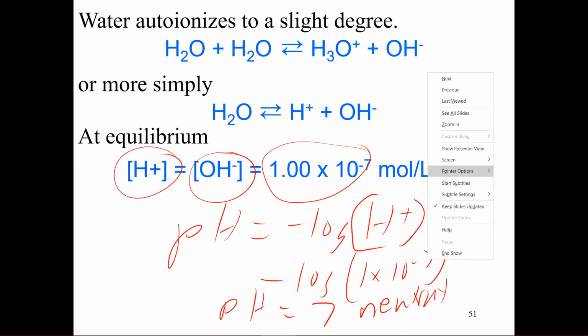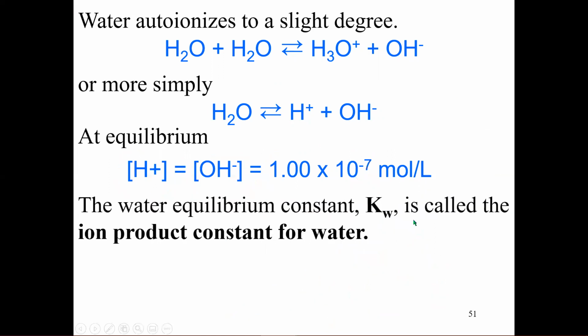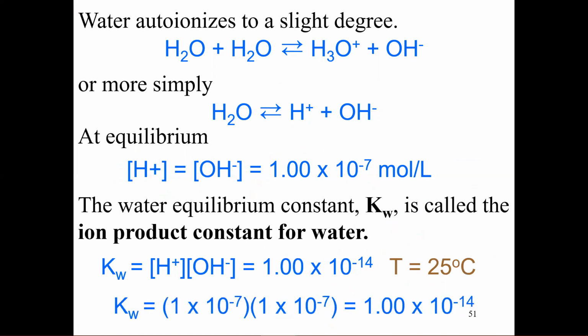And this gets into the definitions of acids and bases when we get to that next chapter. The water equilibrium constant is called the ion product constant for water. So at 25 degrees C, it's 1 times 10 to the minus 14.